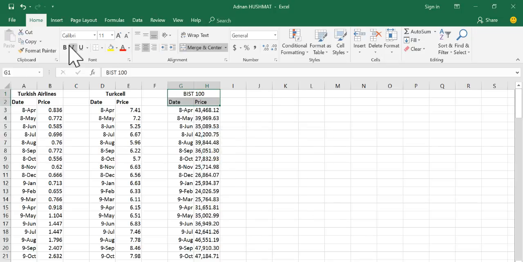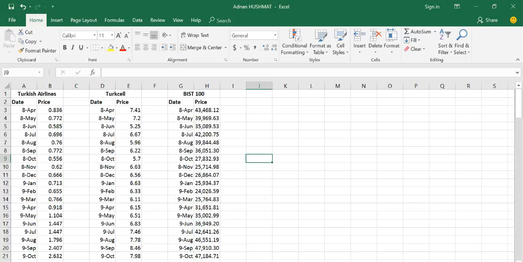Let's make it bold, the same. So as you can see, all of the data, the Turkish Airlines, Turkcell, and the market portfolio BIST 100, are starting from 2008 April, and all of them are in ascending order. Make sure all of your data, these two stocks and the market portfolio data, is in this form. Okay. Now here we go.